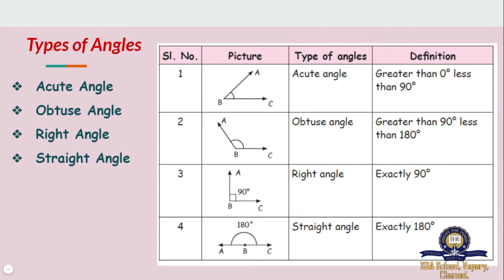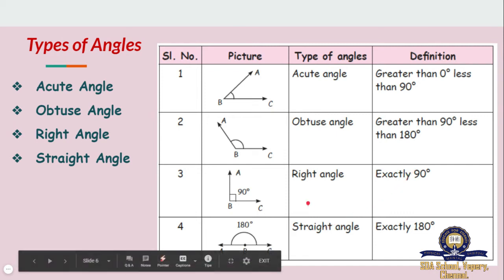Next one is obtuse angle. You can see this is a wide open V. The definition is greater than 90 degree and less than 180 degree. The number greater than 90 is 91, and the number less than 180 is 179. So starting from 91 degree till 179 degree, it is called as obtuse angle.